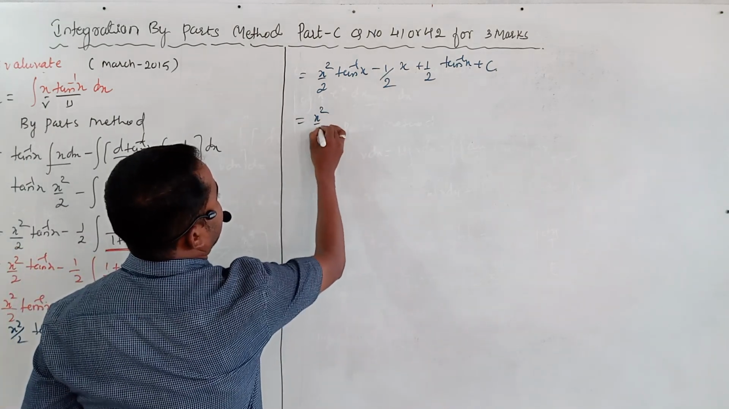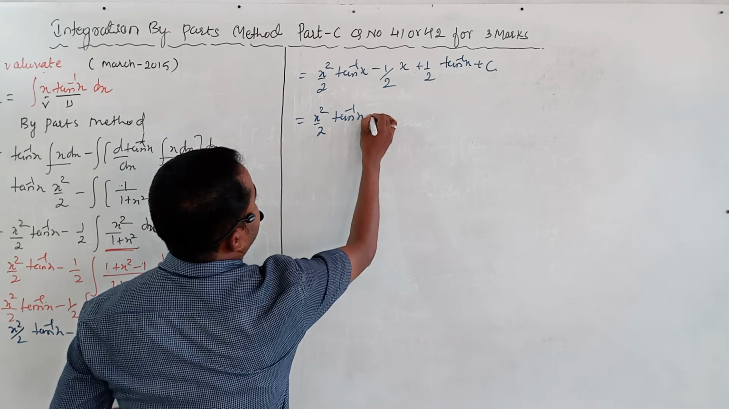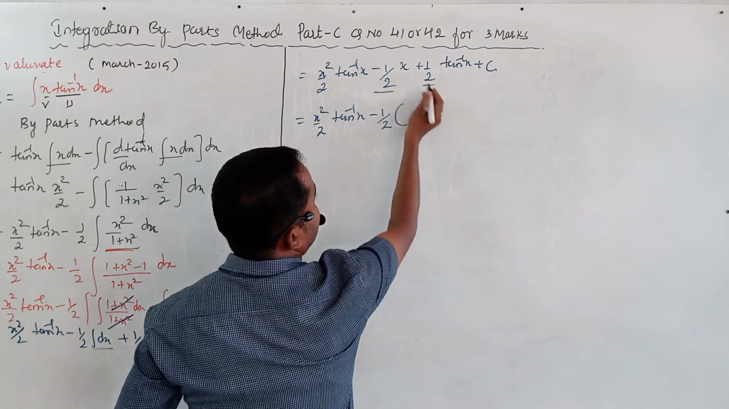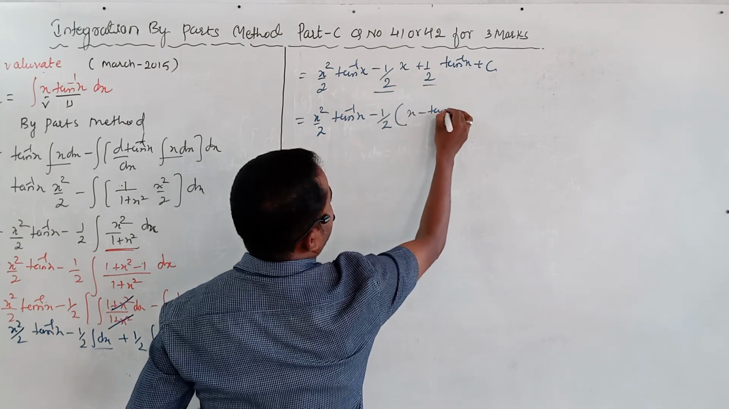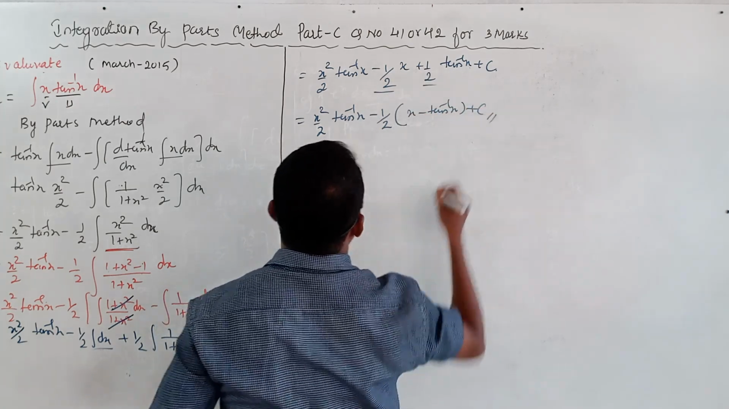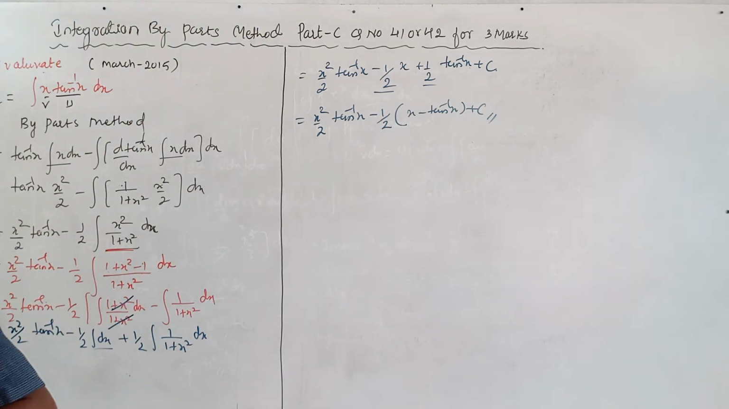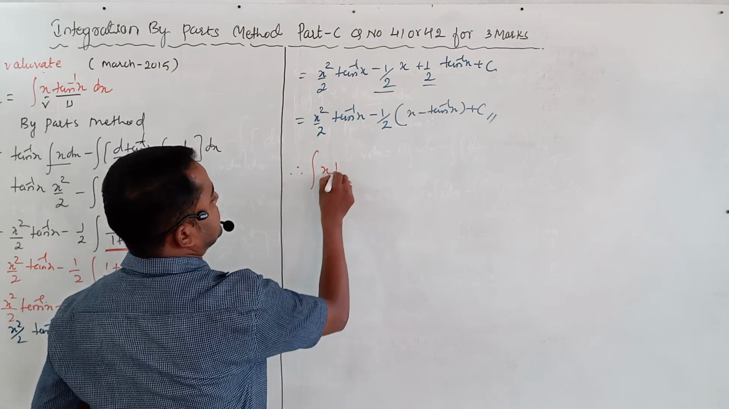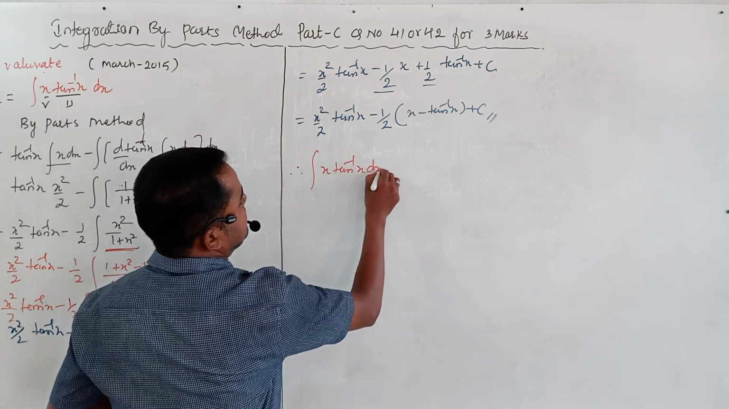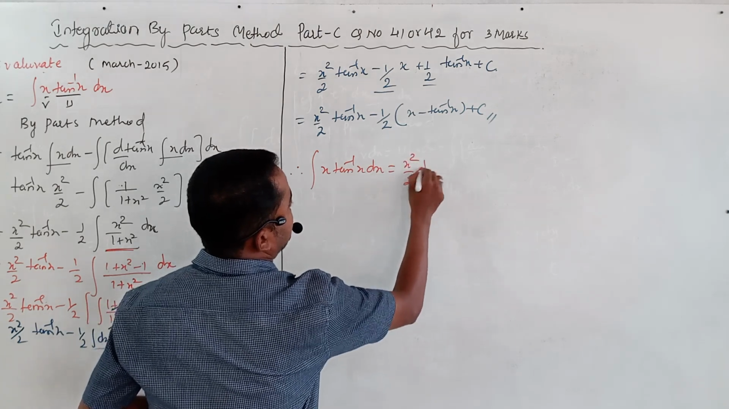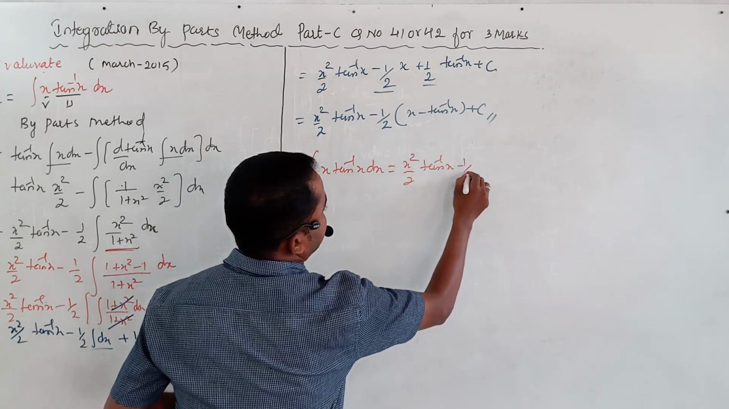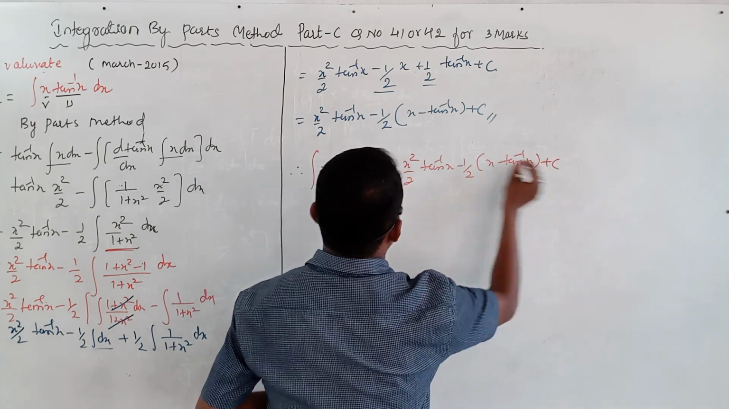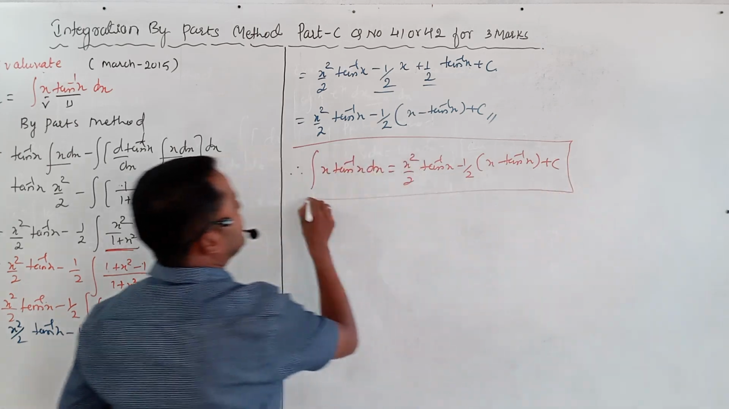That is x square by 2 tan inverse x. Here minus 1 by 2 is common, this 1 by 2 and this 1 by 2 common with the minus sign: x minus tan inverse of x plus c. So this is the final answer. Therefore, integration of x tan inverse x dx is equal to x square by 2 tan inverse x minus 1 by 2 times x minus tan inverse of x, plus c. This is the final solution of the problem.